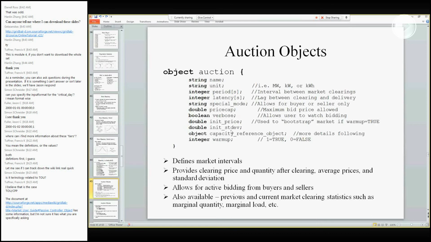Then we have initial prices and initial standard deviations. These are used for what we call bootstrapping the market, and they are only used if a flag called warm-up is set to true. This basically allows you to seed all of the standard deviations and average prices so that the market has information to work with. And then we have what's called the capacity reference object, and we'll talk a little bit more about that in just a minute.